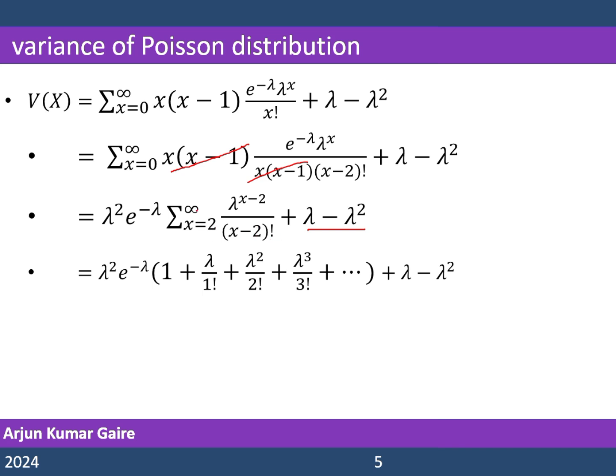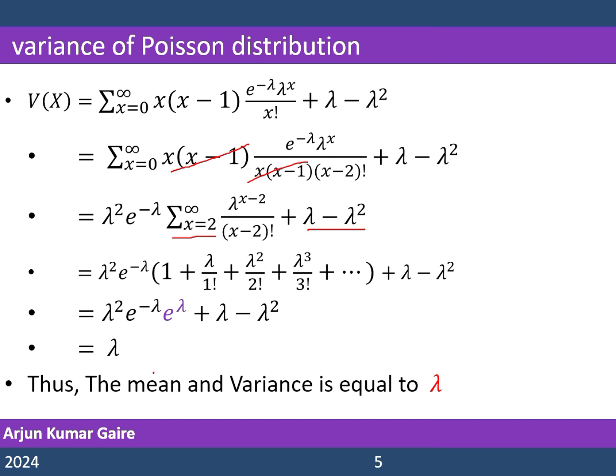So the value of x ranges from 2 to infinity, and this expression is the expansion of e to the power lambda. So e to the power lambda and e to the power minus lambda cancel out and produce e to the power 0, and e to the power 0 is equal to 1. This lambda square and this lambda square cancel out, and finally the variance of the Poisson distribution is also lambda. In conclusion, the mean, that is the mathematical expectation, of the Poisson distribution and the variance are equal, and that is lambda, which is the parameter of the Poisson distribution.